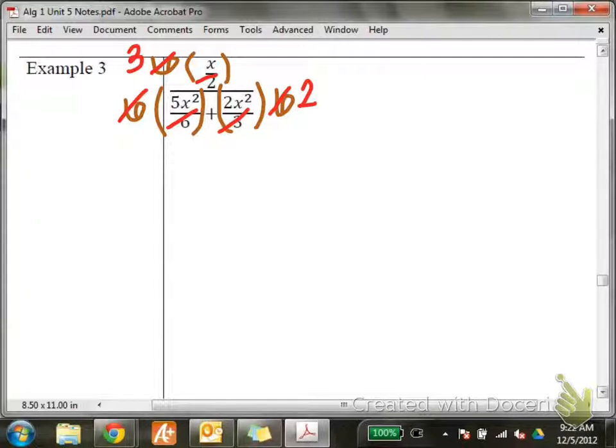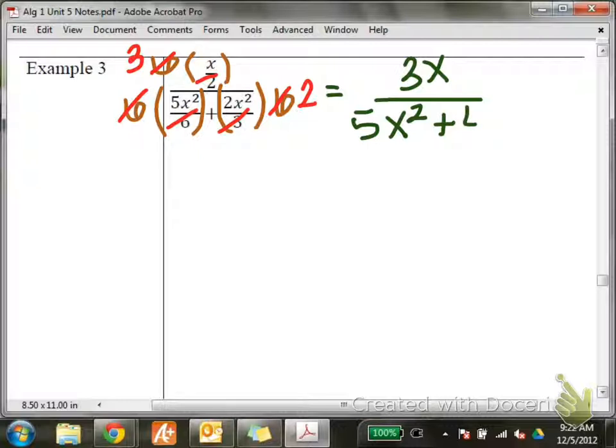So then we need to multiply what is left over. Everybody take a look here. If I have a 3 and an x, what's left over there? Thank you, 3x. Look at the denominator. We have a 1 times a 5x squared, so that's just going to leave me with 5x squared. Plus 2x squared times 2, what's that going to give me? 4x squared. Thank you.